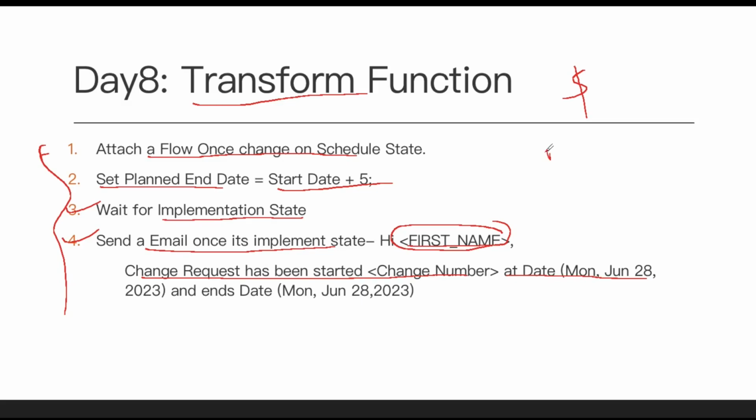Let's say my name is Rohit Kumar. From this Rohit Kumar we can just take the Rohit. With the help of the transform function we can add some date, subtract some date, and check whether there is any value or not. These things we are going to discuss in today's session. Let's go back to the ServiceNow instance and see.